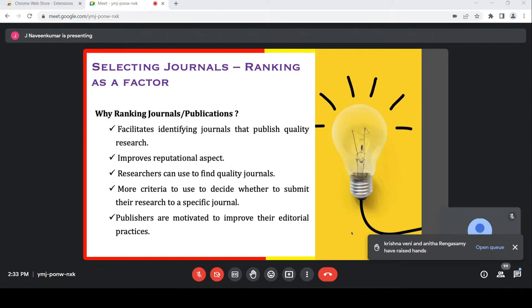then you should go for that journal. If the value of the metrics is not high for a specific journal, then just ignore the journal and keep on searching for a good journal where you can publish your paper. So the ranking of a journal is a very important part when you want to select a journal.